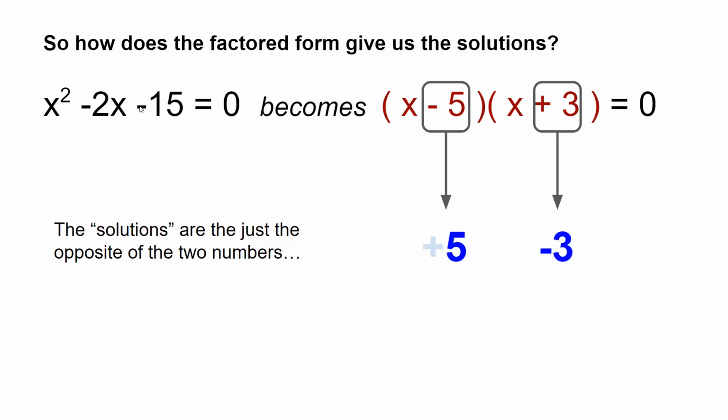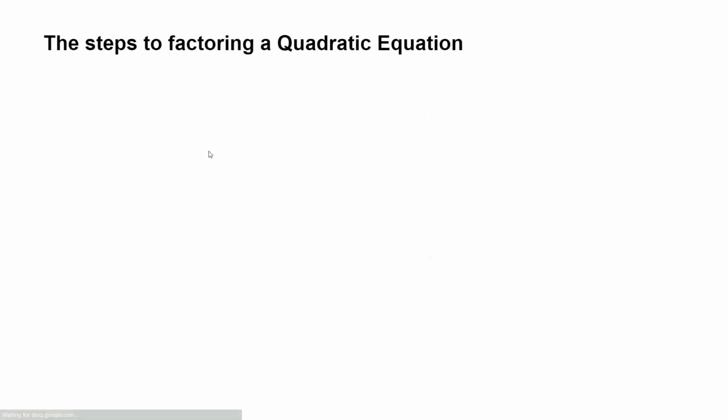Remember that quadratic equations often have two solutions. That's why we're factoring it into binomials. That's why we get two numbers out of it. The solutions to x squared minus 2x minus 15 are 5 and -3. That's why we want to learn how to find this factored form. So let's get into it.